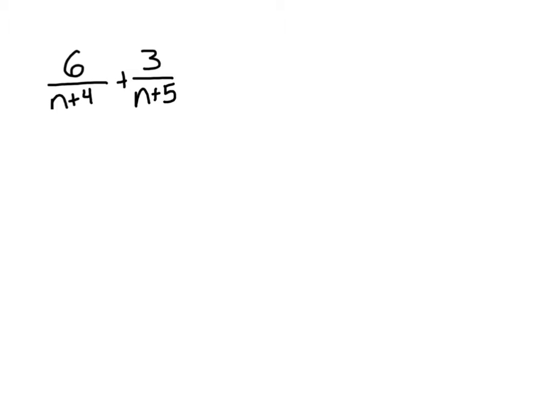We're working on adding this rational expression. And these right here are both fractions, and if we remember our rules of fractions, they have to have the common denominator in order to add or subtract them. So if we look at this one, this has an n plus 4 as our denominator, and this one here has an n plus 5.